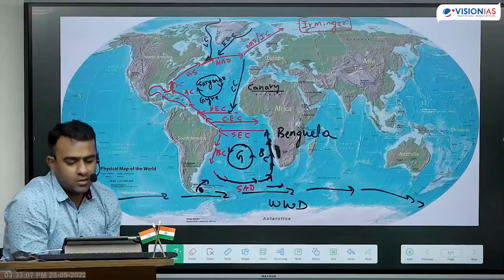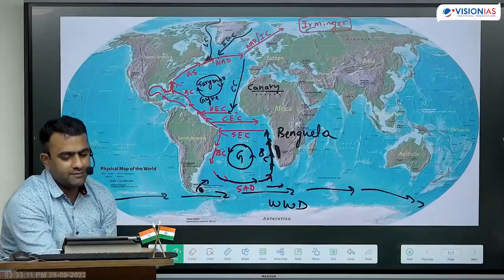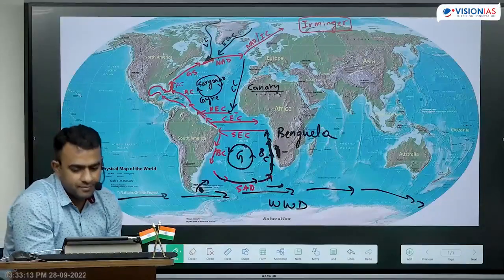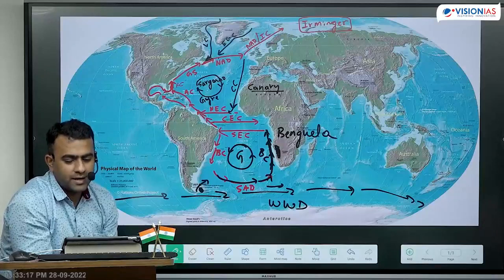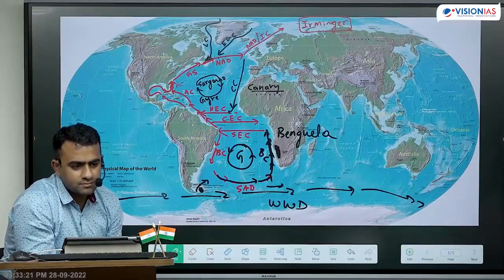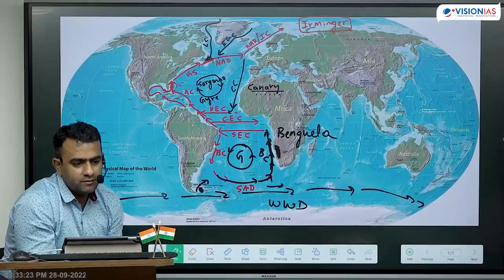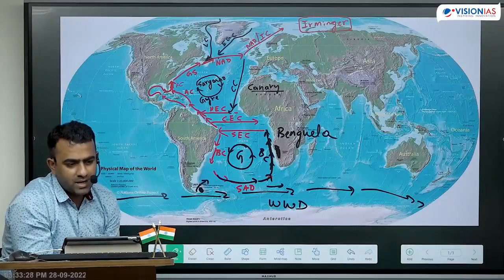Next point, the cold Falkland current flows near the southeast coast of South America.